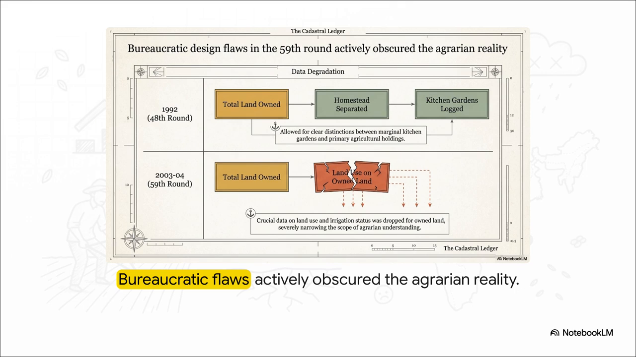And this perfectly illustrates the degradation of the data. Crucial information on land use and irrigation status was entirely dropped. You can literally see the ledger breaking down. By removing the context of how the land was being utilized, the scope of our agrarian understanding was severely narrowed. They were essentially hiding a massive crisis behind a dry statistical technicality.